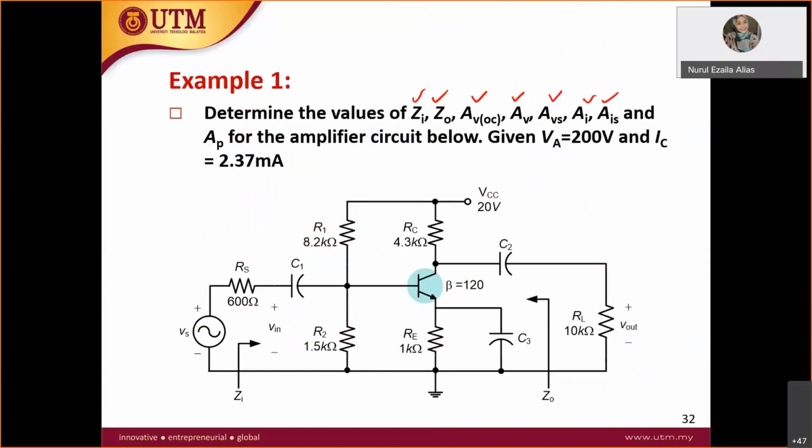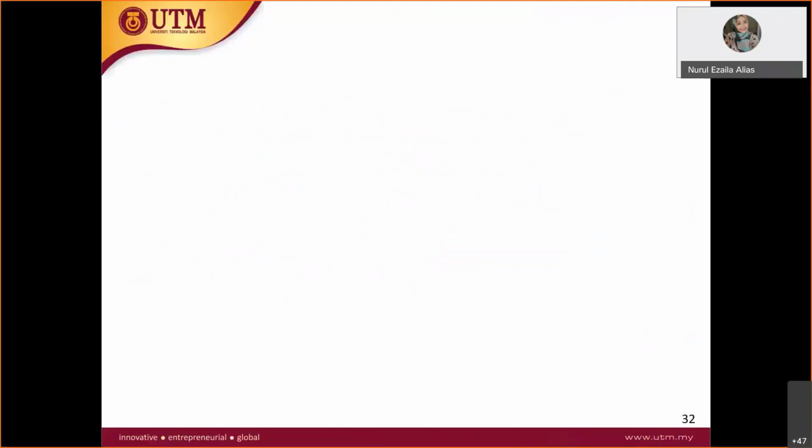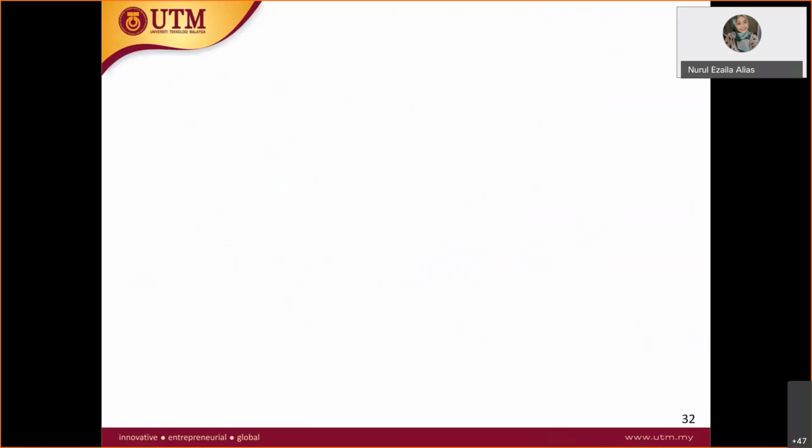Too many, but most importantly, you understand. Let me put the slide up here again. Let's derive the AI and AIS. For the AI, you know that AI is equal to I out over I in. So what is I out and what is I in?